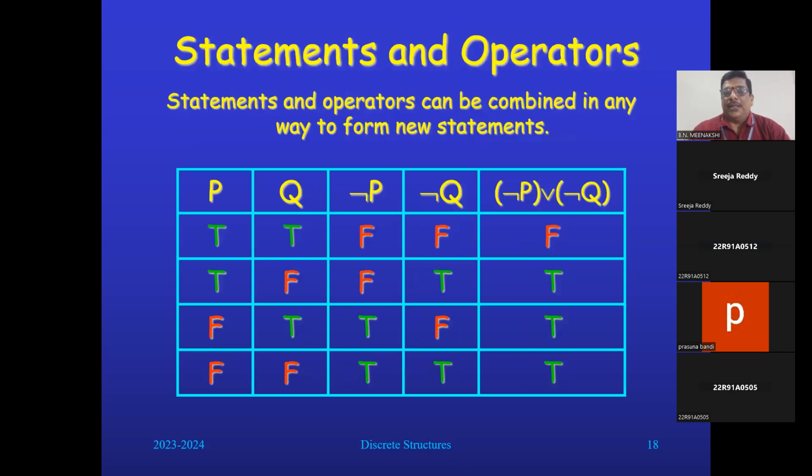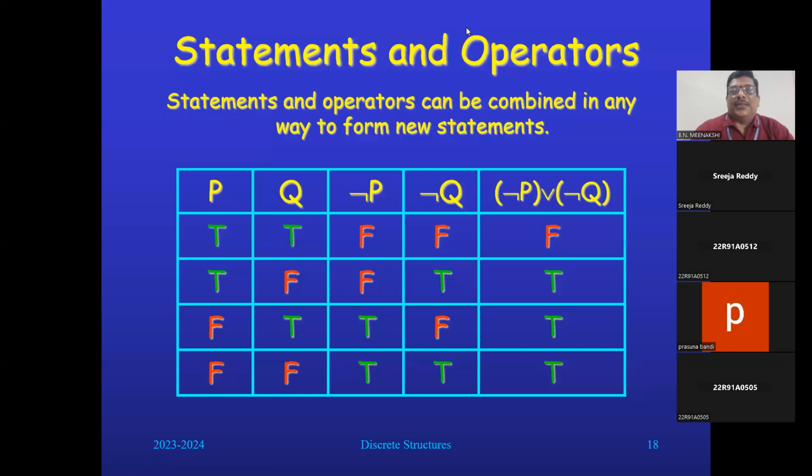Then the statements and operators can be combined in any way to form a new statement. This is called a compound statement. Let P be one proposition and Q be another proposition. We are combining these two propositions by using the conjunction, or the disjunction, or the conditional operators. These propositions are called compound propositions.